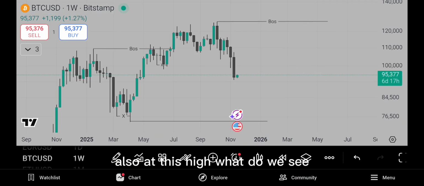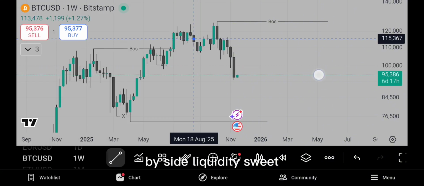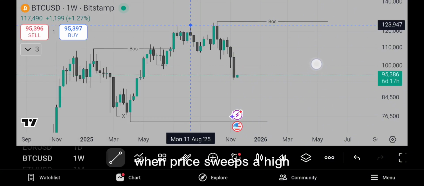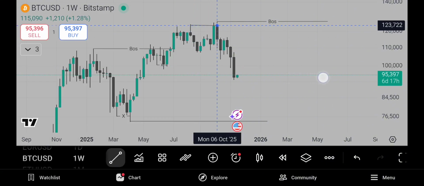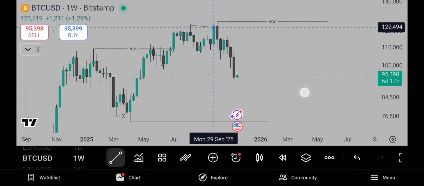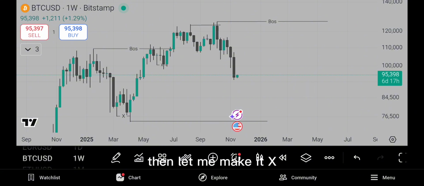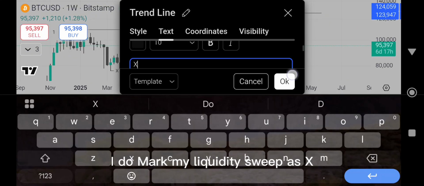Here, also at this high, what do we see? We see another liquidity sweep, a buy side liquidity sweep, when price sweeps a high and changes direction. Look at it. Let me put it there. Then let me make it X. I do mark my liquidity sweep as X.